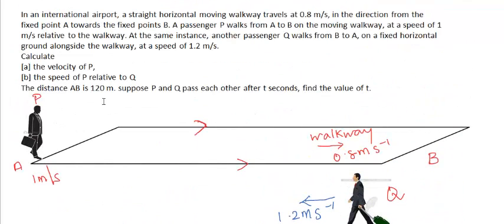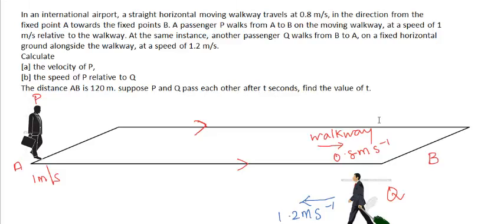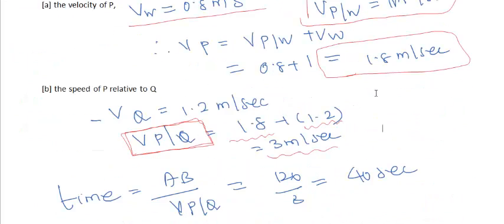Right? The last part is the distance AB, the distance between positions A and B, is 120 meters. Suppose P and Q pass each other after t seconds. Find the value of t. Now it's very simple, same as the previous case we did in the previous lecture. Time is nothing but distance upon speed. The distance is 120 and the speed is 3. This is the relative speed we calculated in part B. So if we divide, they'll cross each other within 40 seconds.